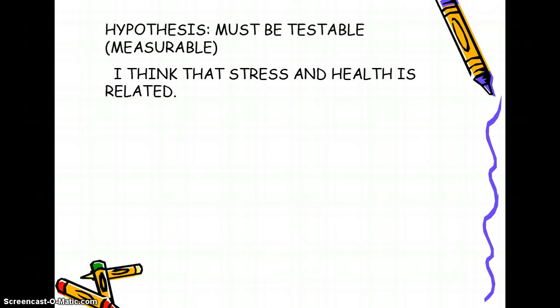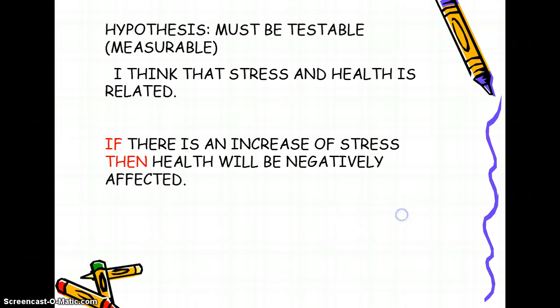For example, I think that stress and health is related. Okay, you can create some kind of test with this to see if this is happening. You might want to make this a little more narrowed down and not so broad, but you could say something like, if there is an increase of stress, then health will be negatively affected. When you write a hypothesis, you will write it as an if-then statement. Always.